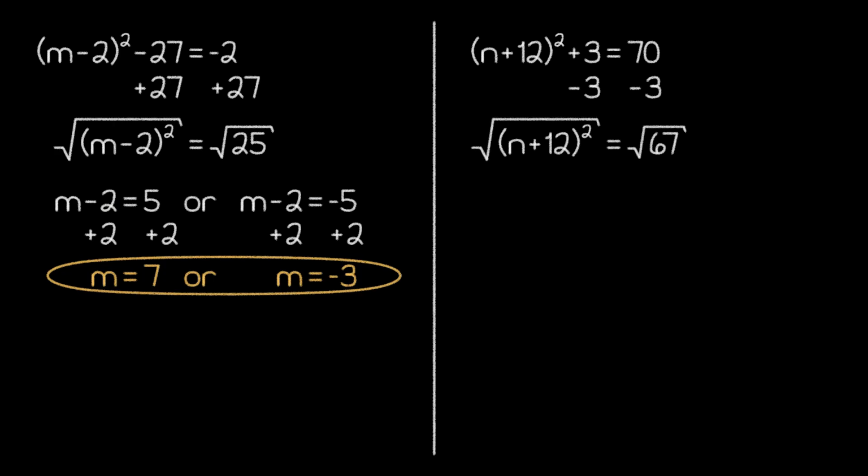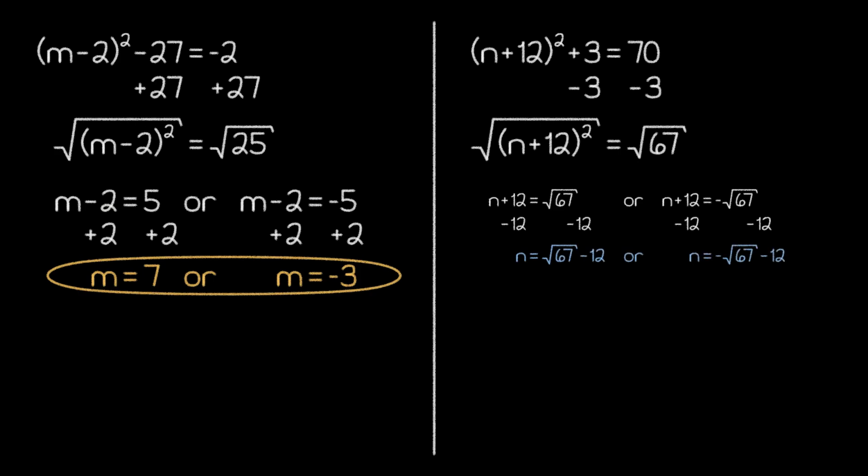Our next equation will follow a similar process, but when we get to the point of taking the square root, notice that the square root of our constant on the right side won't simplify to an integer. In fact, since 67 is a prime number, the square root won't simplify at all. Thus, when we split our equation into two parts, we'll just say that n plus 12 can be equal to the square root of 67 or the negative square root of 67.